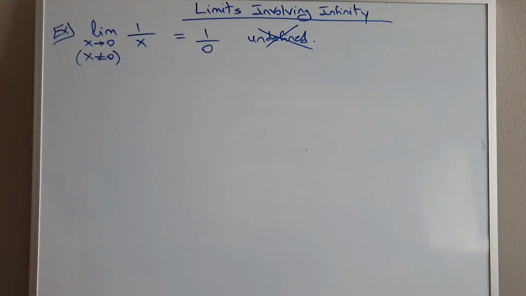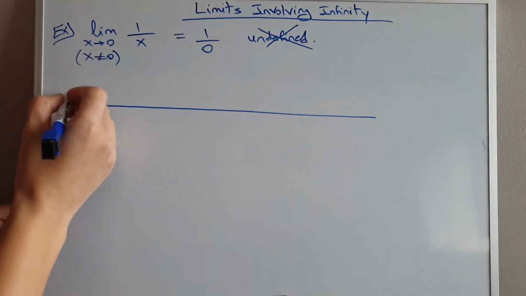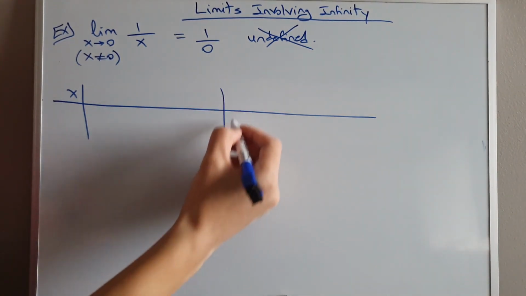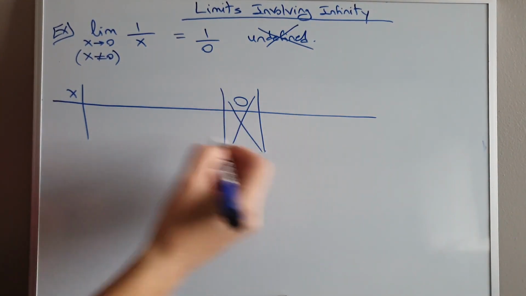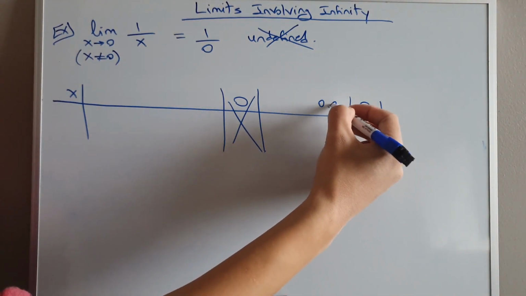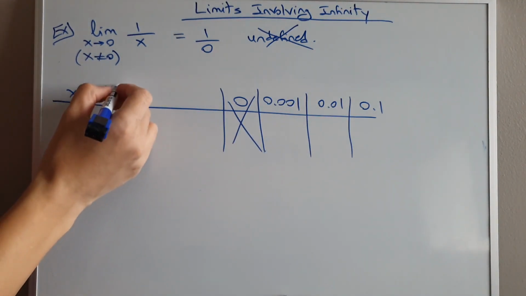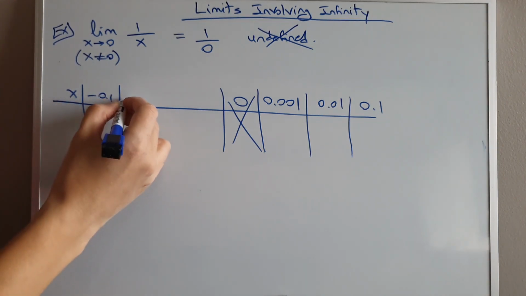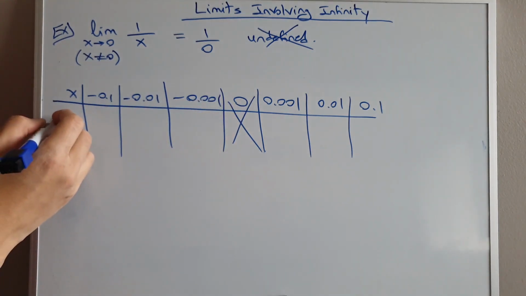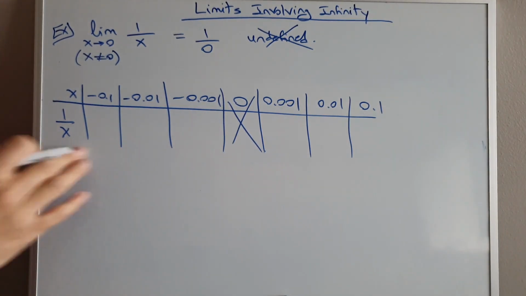Let's take the table of values and see what we can compute. So again, let's take values of x that are close to 0. I'm not interested in 0 itself. So let's approach from the right side, and approach from the left side. And we will evaluate 1 over x. I will fill out the values.